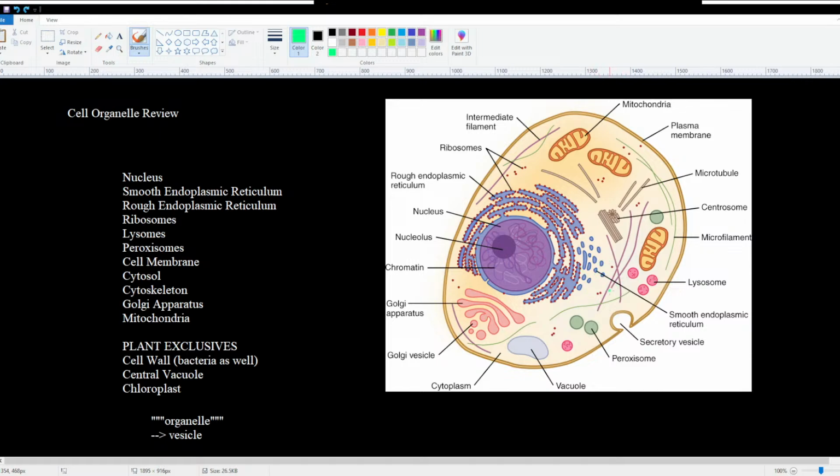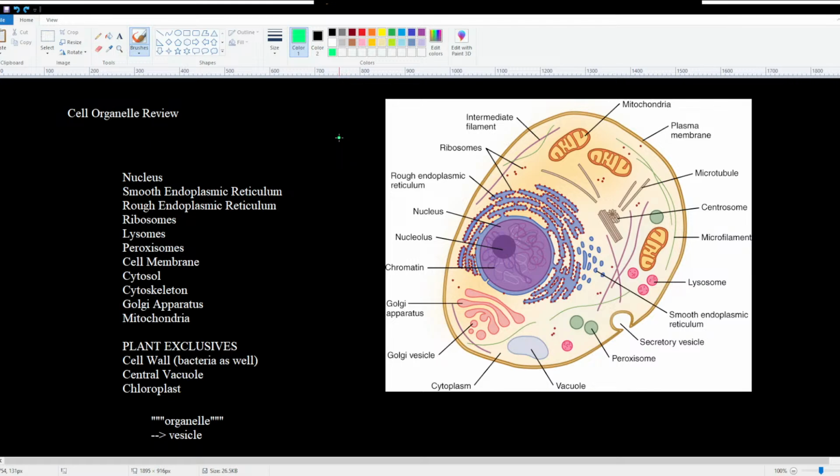Now the smooth ER is where you would find the center for lipid production. So what are lipids?